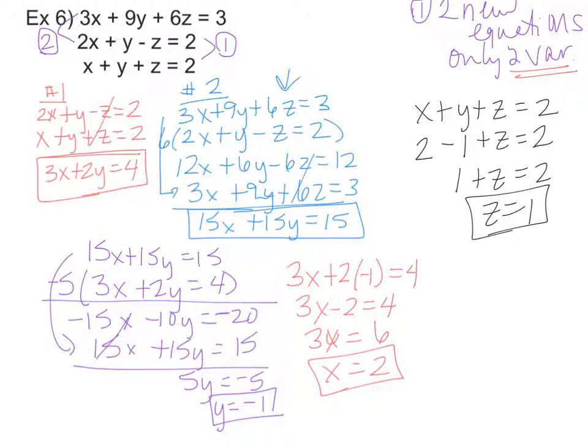Awesome! When you write your final answer, you're going to write your final answer as a coordinate point. So before, we've always just had x, y points. Now that we have a z involved, you have to put that in there. So we have an x, y, z point. So it's 2, negative 1, and 1 as your final answer.